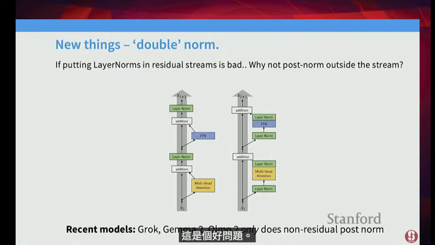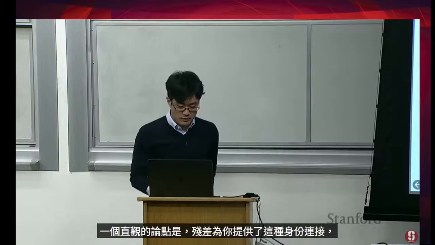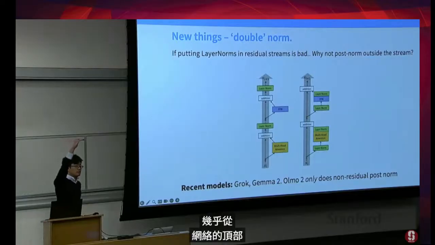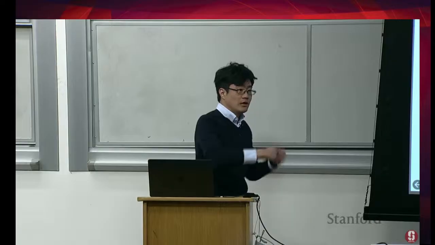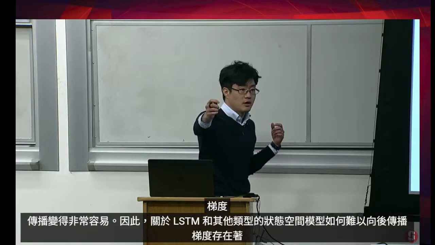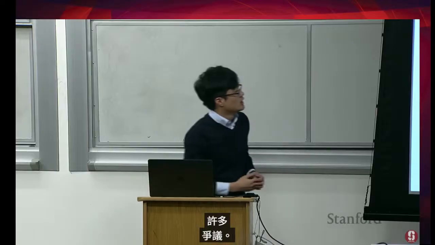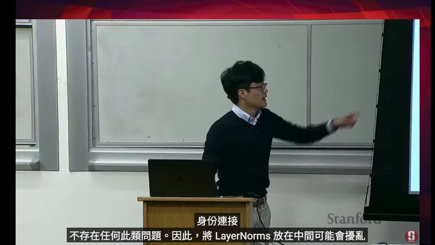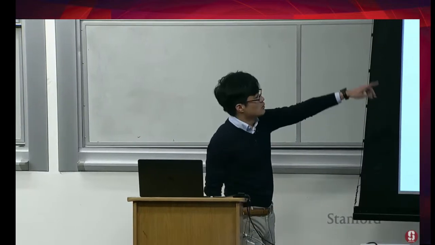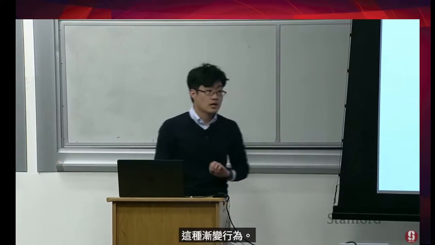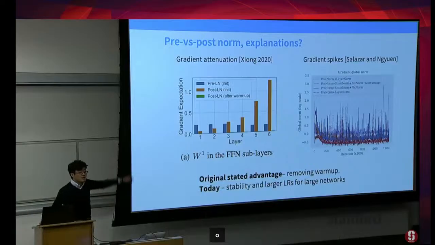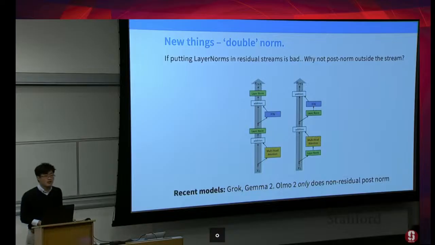That's a good question. I don't think I can give you a proof of why it's bad. I think one intuitive argument for why this might be bad is that the residual gives you this identity connection all the way from almost the top of the network all the way to the bottom. And so if you're trying to train really deep networks, this makes gradient propagation very easy, right? There are lots of arguments about how LSTMs and these other kinds of state space models have difficulty propagating gradients backwards. An identity connection does not have any such problems. And so putting layer norms in the middle might mess with that kind of gradient behavior. And that, of course, you see back here, right? This is exactly the kind of plot you expect to see if that's happening. Okay, cool.